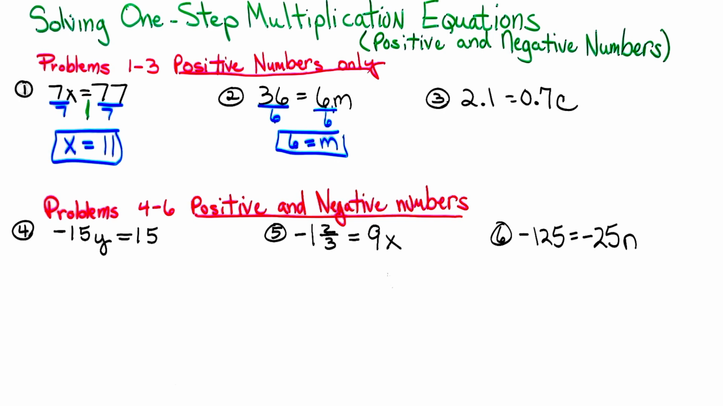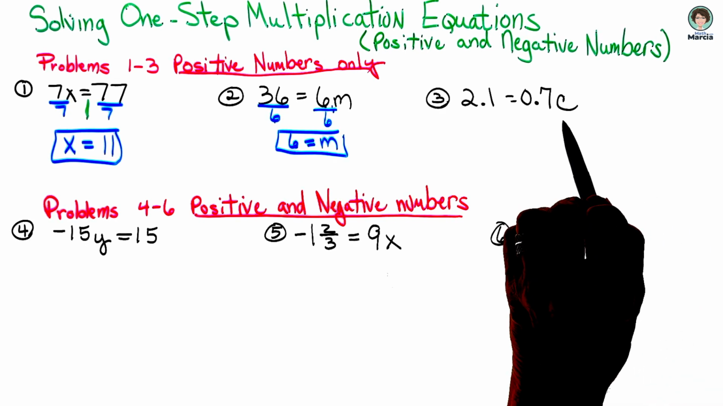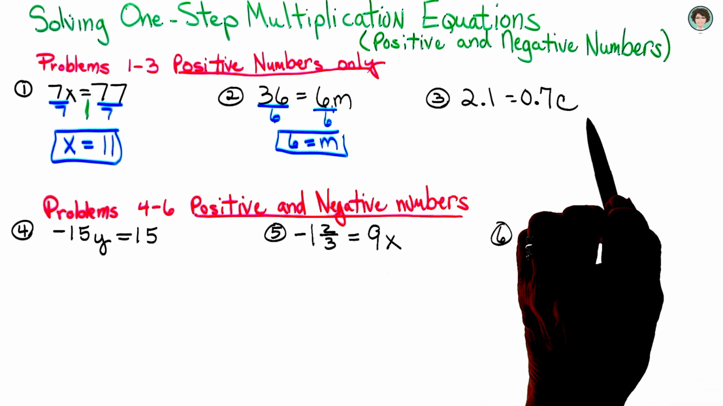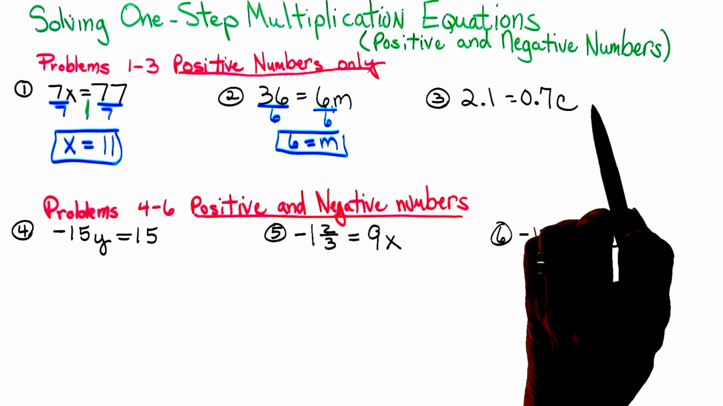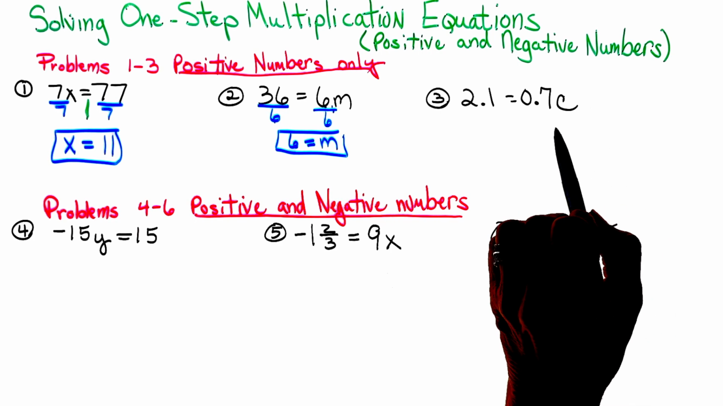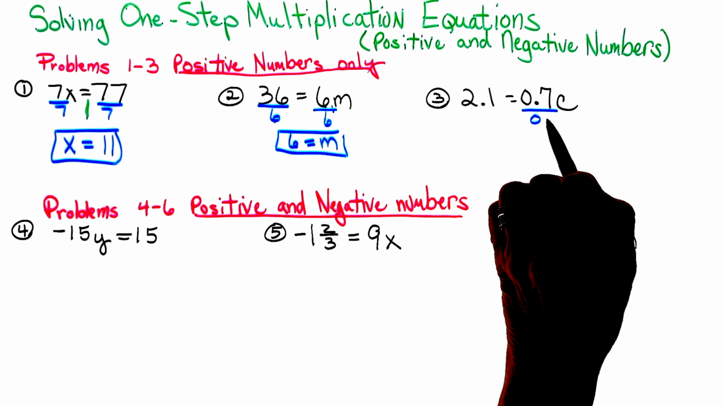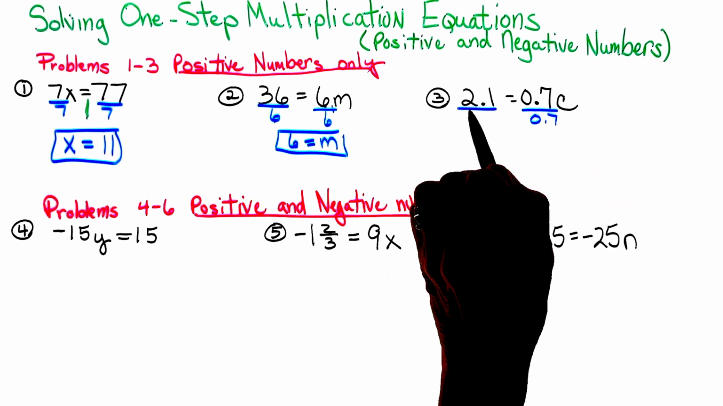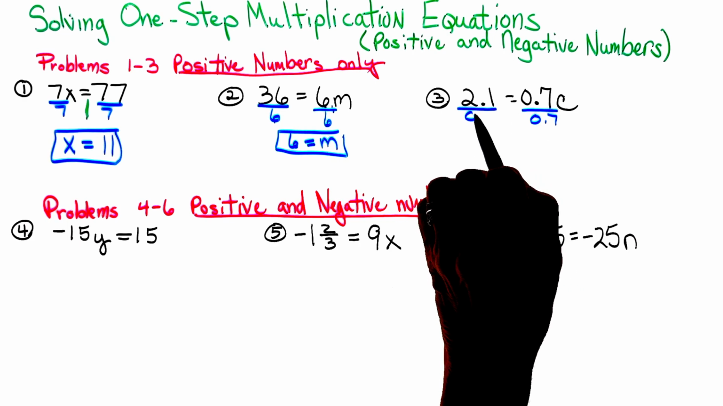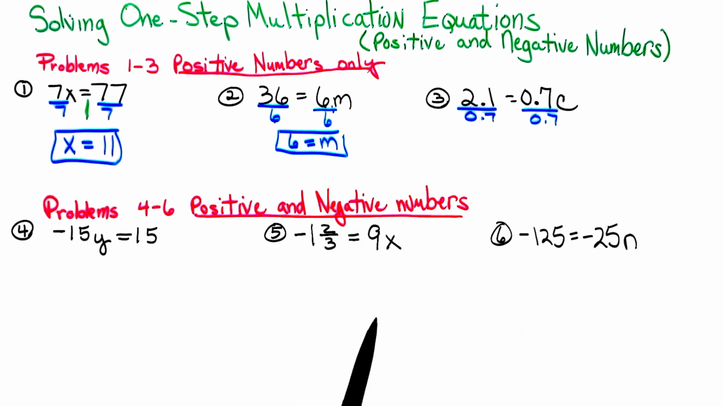So for the next problem, it's 2.1 equals 0.7c. Again, the inverse operation of multiplication is division, and we're going to divide both sides by what's next to that variable. And that was 0.7 or 7/10.